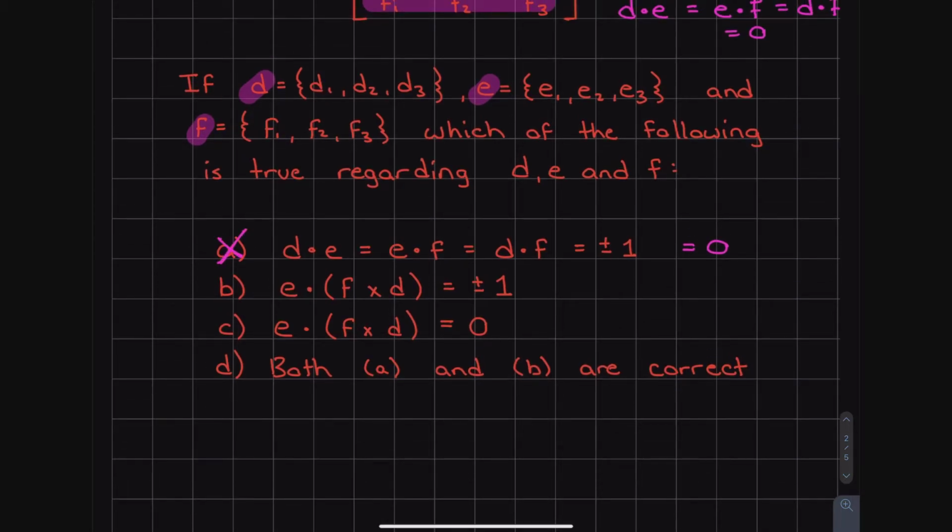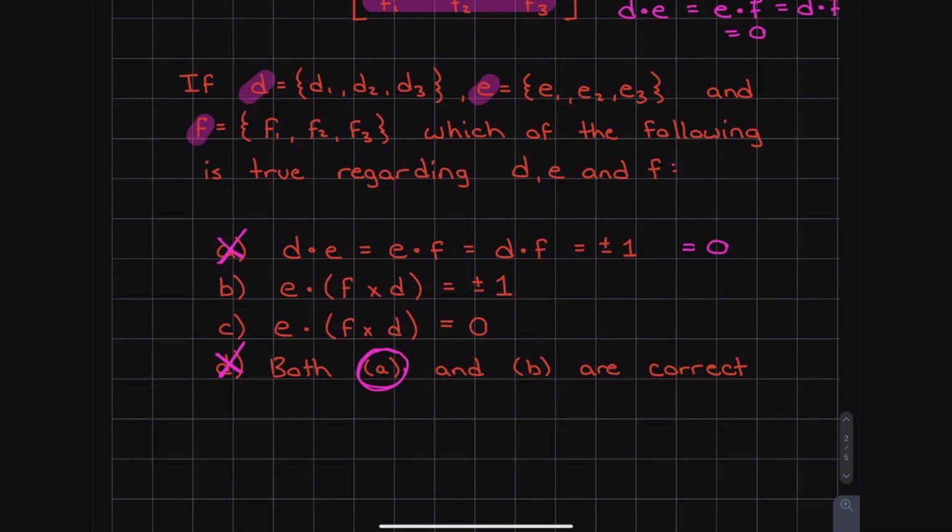The second one, well, actually, let's go to statement D really quick. Statement D is really nice because it says both A and B are correct. And since we already know that A is false, we can say that D is also incorrect, because remember, we're trying to find the true statement. And if we come down to B and C, it's going to be obvious it's one of those two, because it kind of gives you an ultimatum. B says that E dot F cross D is equal to plus or minus 1, and C is the exact same except it's equal to 0.